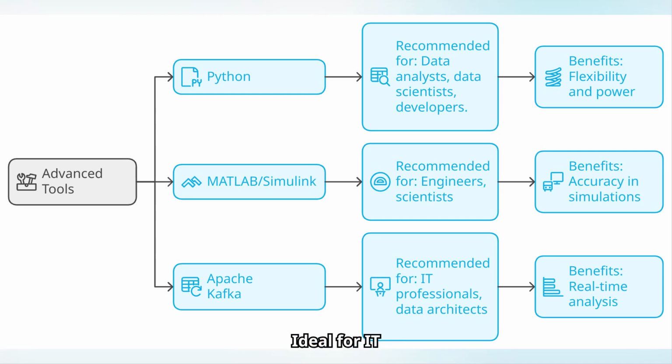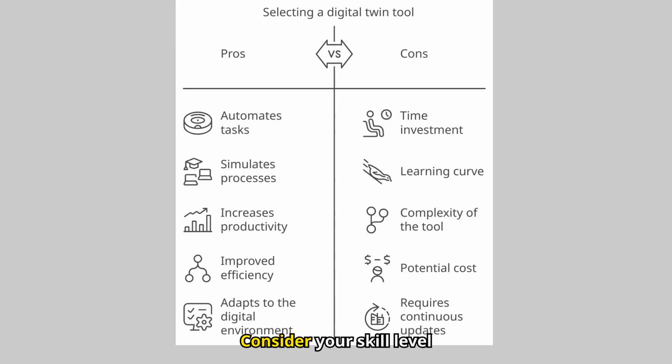Apache Kafka, ideal for IT professionals who need to monitor systems in real time and generate automated alerts, as in predictive maintenance. Consider your skill level and the goals you want to achieve with your digital twin. This image summarizes the pros and cons of adopting personal digital twins. Investing in learning not only improves your productivity, but also prepares you to deal with an ever-changing work environment.